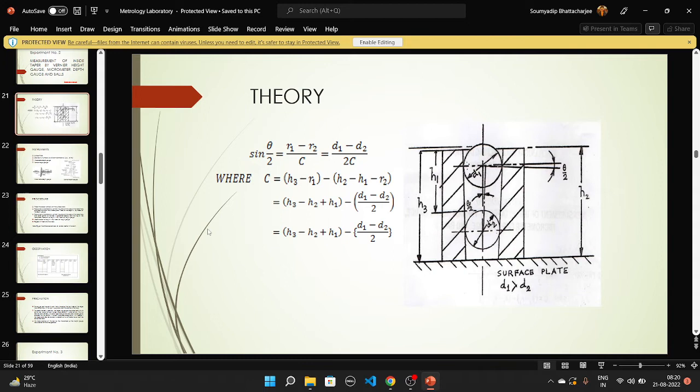The depth micrometer and outside micrometer have some differences. In the outside micrometer, how did you take the reading? Main scale reading plus circular scale reading times the least count. But here you must take into consideration the small extended bar attached at the front end of the micrometer. So the extended length of the rod attached, plus main scale reading, plus circular scale reading times the least count, will be the final reading of the depth micrometer.